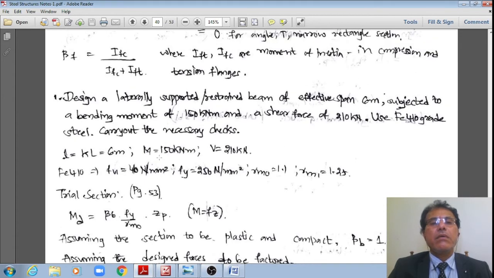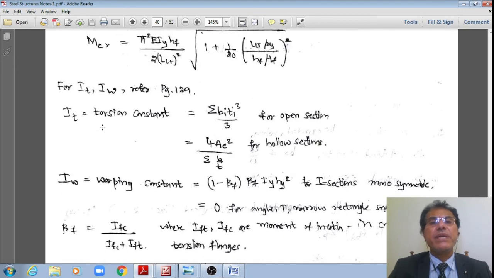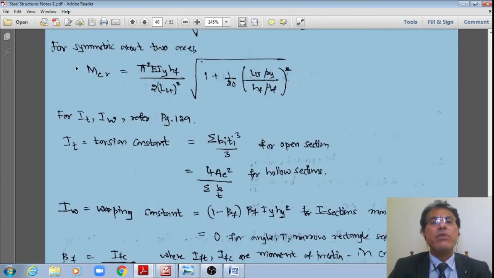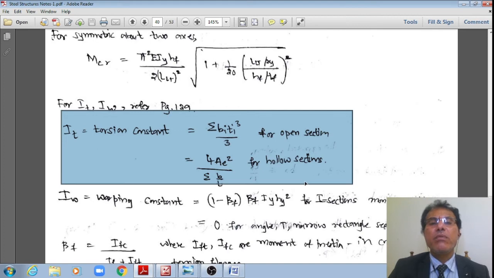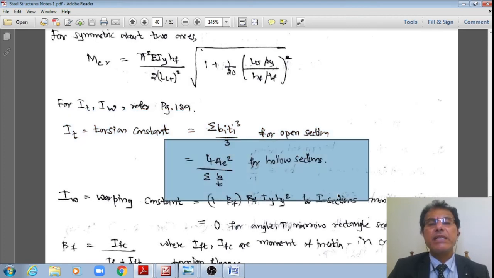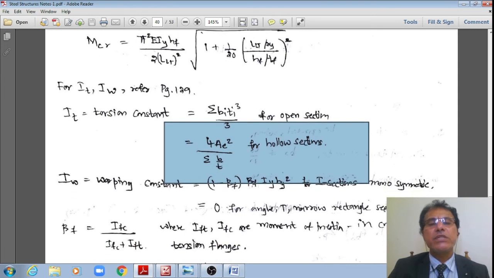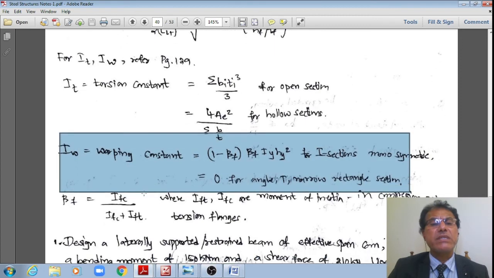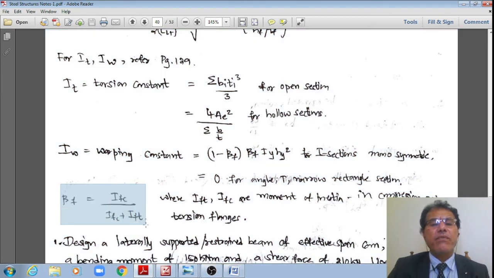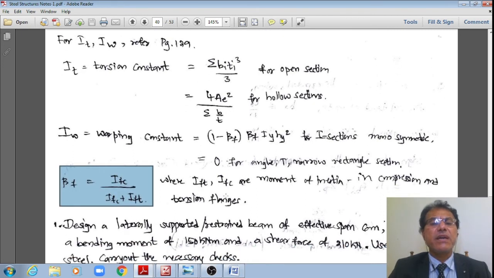In this formula of Mcr, It is the torsion constant given by the summation of b t cubed by 3 for open sections, and it is given by 4 A squared divided by the summation of b by t for hollow sections, and Iw is the warping constant given by 1 minus beta f multiplied by beta f I y h squared for I sections, and it should be taken as 0 for angle, T and narrow rectangular sections, where beta f is equal to the moment of inertia of the compression flange of the section divided by the moment of inertia of the entire section, of the two flanges, compression flange as well as the tension flange, both.